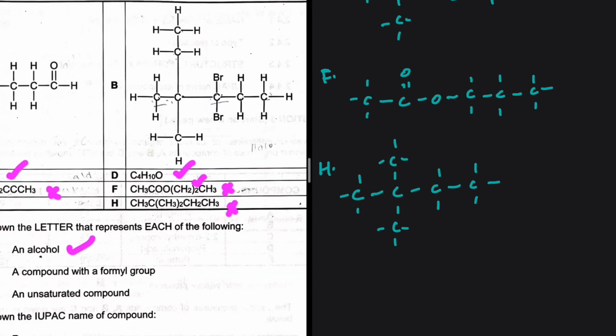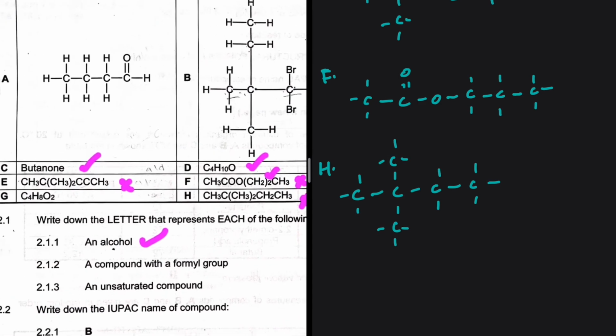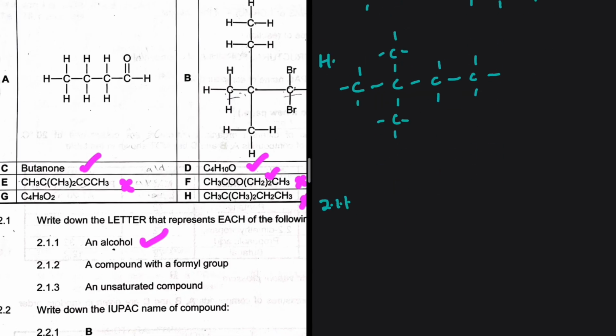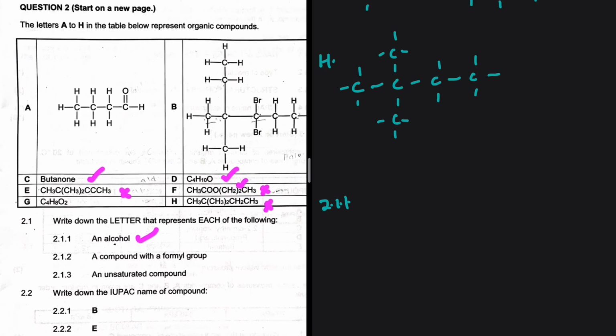It is going to be easy for us to see what is happening as we move forward. So back to question 2.1.1, we are looking for an alcohol. A is clearly not an alcohol, B is not an alcohol, C is not an alcohol, but D can be an alcohol. Let's take a look at it and see if it makes sense.